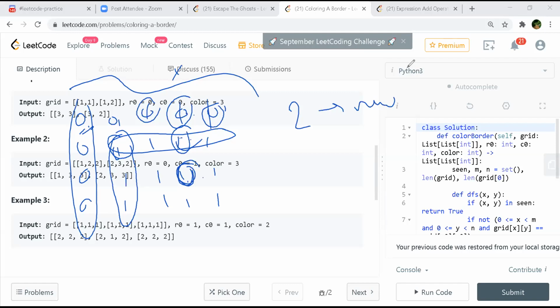Okay, so if you are at the border of your grid, then you can consider that as a special case. Yeah, maybe. So if you are at a border of the grid, then you always color that one. Okay. Yeah, that should work.